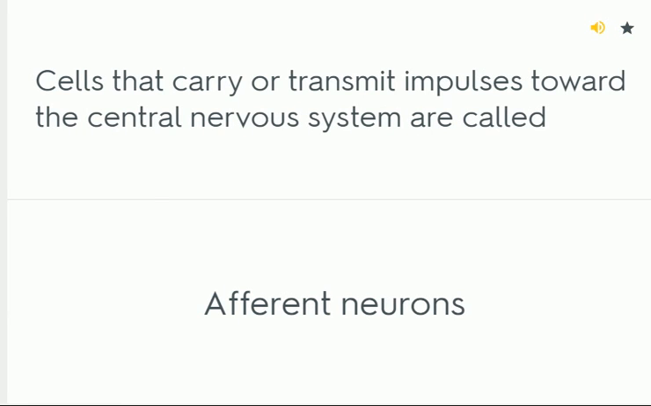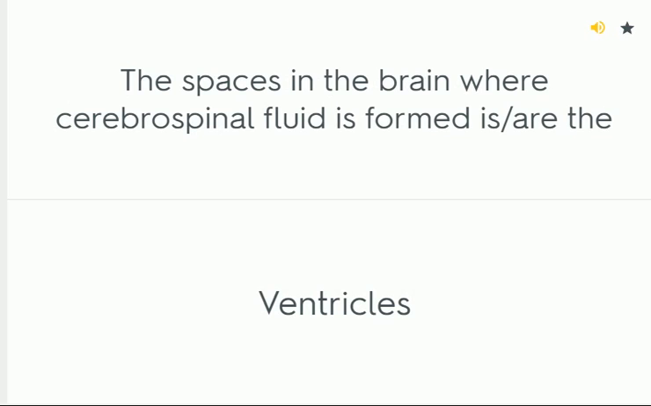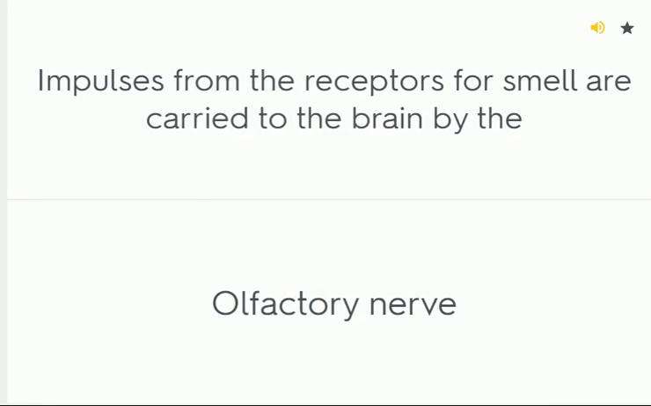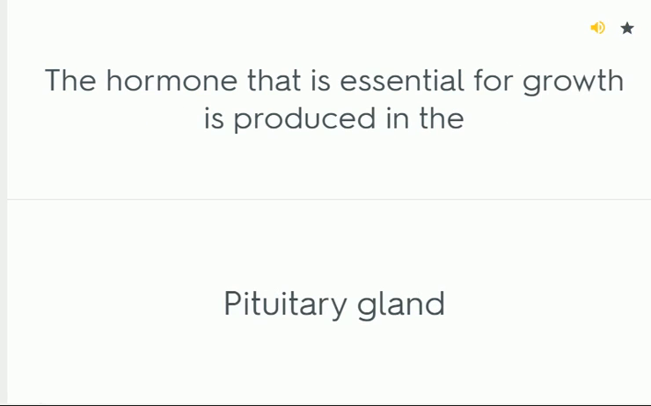Cells that carry or transmit impulses toward the central nervous system are called afferent neurons. The spaces in the brain where cerebrospinal fluid is formed are the ventricles. Impulses from the receptors for smell are carried to the brain by the olfactory nerve. The hormone that is essential for growth is produced in the pituitary gland.